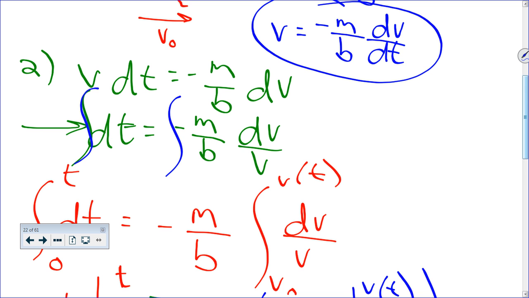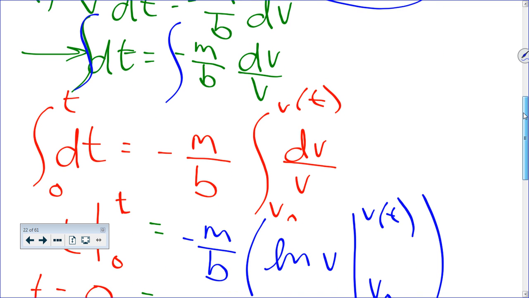Okay? And then the one other thing that I did is I moved the integral. This is a constant, right? Was everybody okay with why I was able to move the integral from here to here?